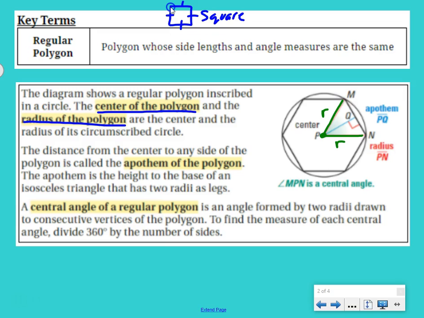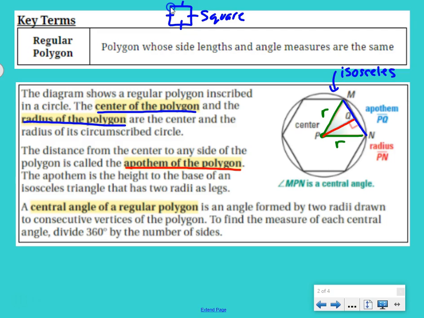Now the two radii that I drew in green, and this one side of the polygon make an isosceles triangle, because two sides are the same length because of our two radii. The distance from the center to any side of the polygon is called the apothem of the polygon. That would be this piece right here, the height of that isosceles triangle. So that's the distance from the center to the side.